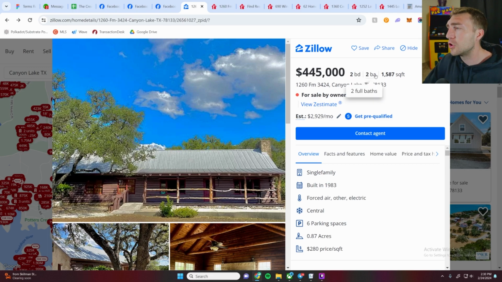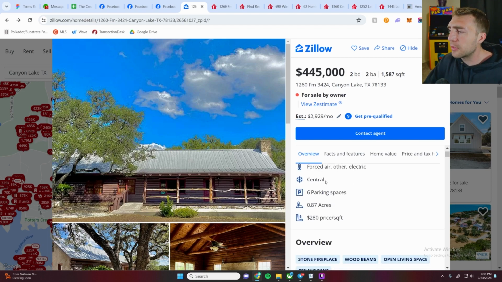This is a 2-bedroom, 2-bath home, 1,600 square feet. It's not big. Okay, we're starting to get it. How much land is it on? Okay, this one's on 0.9 acres. That's a big chunk of land. So we got to put that in the back of our mind too. All right, built in 1983. We get the information. The information is now stored in our brain.